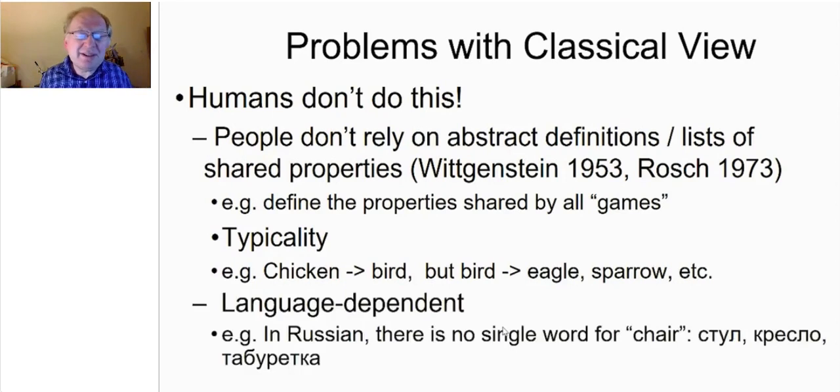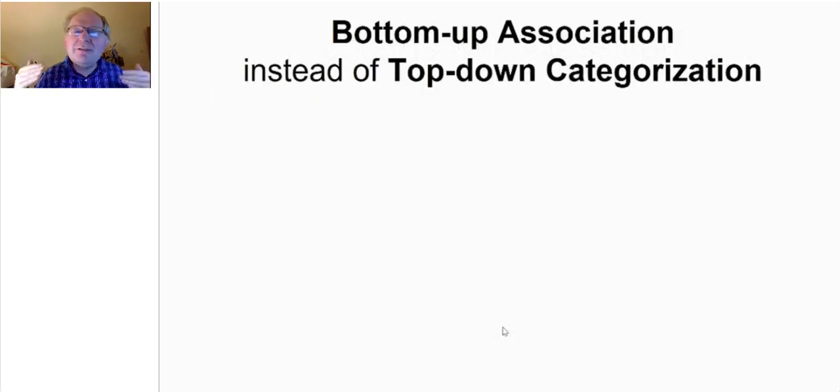Categories are language dependent. So, for example, in Russia, we don't have a single word for chair. We have three: stool, кресло, табуретка. And so it seems like if you're a Russian programmer writing an object detector, then you can get completely different results from somebody working in English. That doesn't seem right. So really, in the 20th century, researchers started thinking that instead of this top-down categorization paradigm, maybe the right way to model human cognition is to think about categories as bottom-up associations.